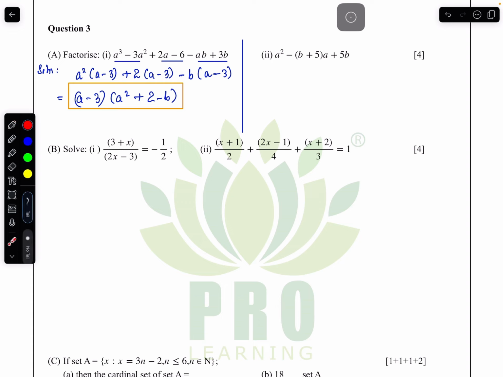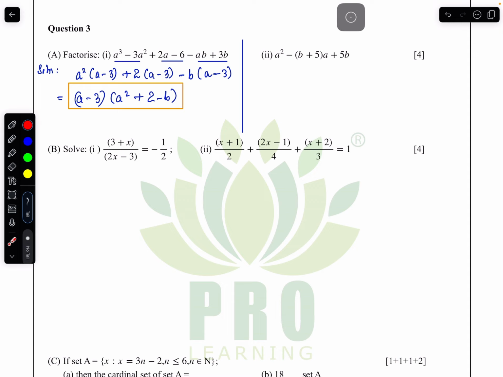Now in this case, we should evaluate whether this is further factorizable or not. Here it is not factorizable. So we will not do anything further in this case. So we go to the next one.